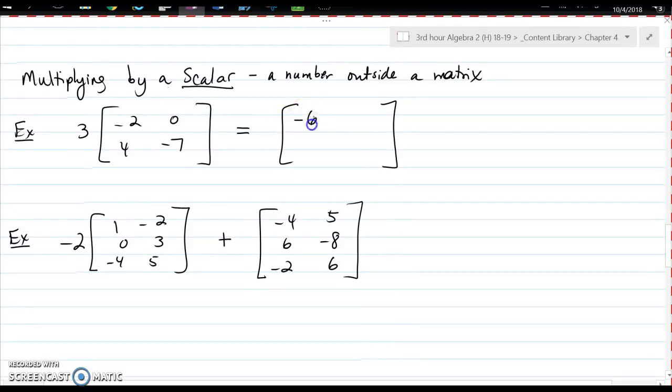So 3 times negative 2 is negative 6. I'm going to go across the row. 3 times 0 is 0. 3 times 4 is 12, and 3 times negative 7 is negative 21.